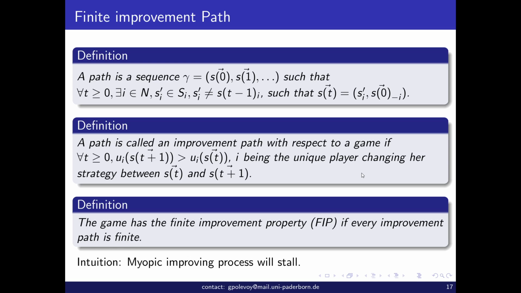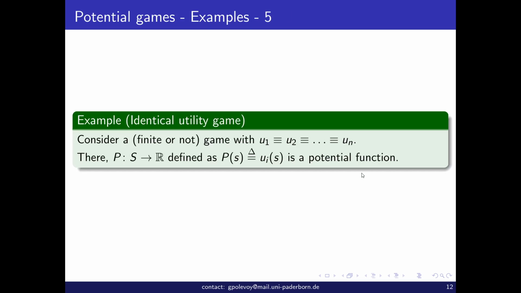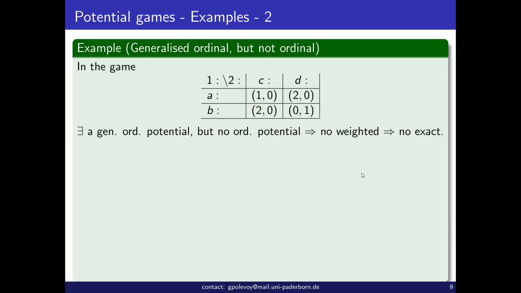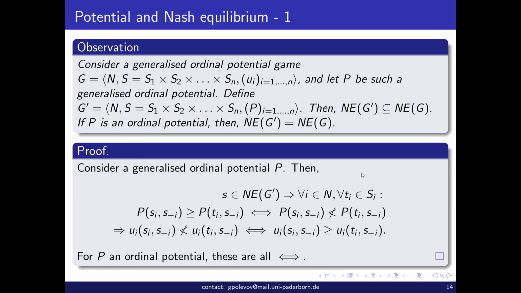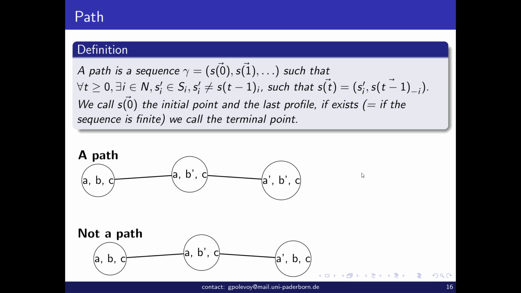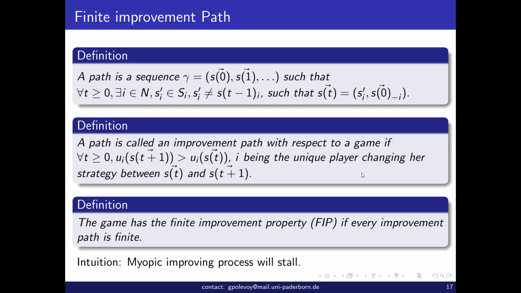Because in some games, you don't have this. In some games, let us go back to the example of matching pennies. Here we don't have the finite improvement property because, for example, the cycle which we demonstrated in the proof has this property that each player who deviates strictly increases her own utility. So there is an improvement path which is infinite, because we can make those cycles infinitely many times, and therefore this game does not have the finite improvement property.